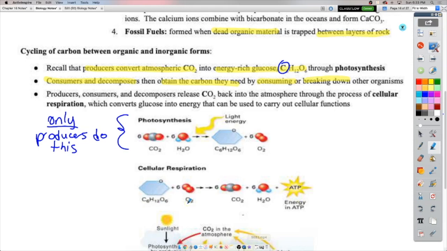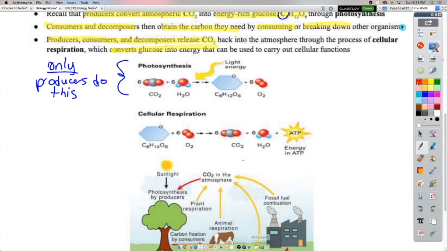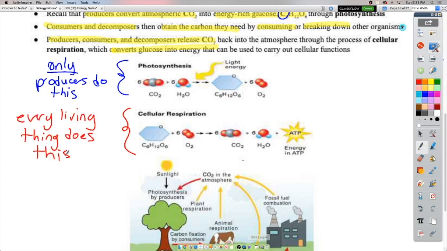And since cellular respiration has already been happening, obviously, because you're alive, and if cellular respiration ever stops, you are no longer alive, right? So you will breathe out that CO2 that has been produced from other cellular respiration reactions. So as we are breathing in and out, we, and all consumers and producers, because every living thing does cellular respiration, release CO2 back into the atmosphere, right? Through the process of cellular respiration, which converts glucose into energy that can be used to carry out cellular functions. So yes, we do this, but also every other consumer does this, and even producers do this, okay? Every living thing does cellular respiration, okay?